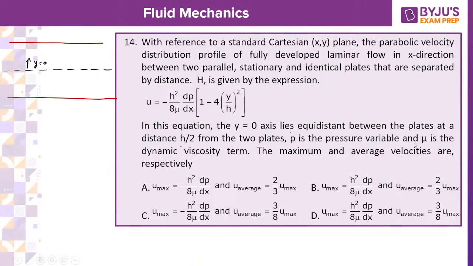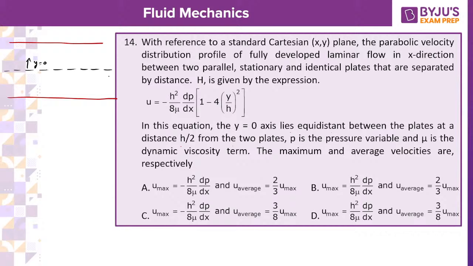P is the pressure variable and mu is the dynamic viscosity term. The maximum and average velocities are respectively? What will be the maximum and average velocity, Umax and U average? Maximum is quite easy to get from here. Although this question looks big, believe me, this is quite simple.